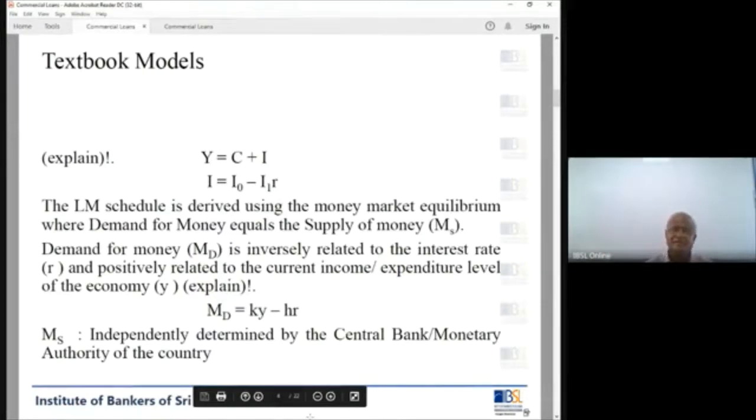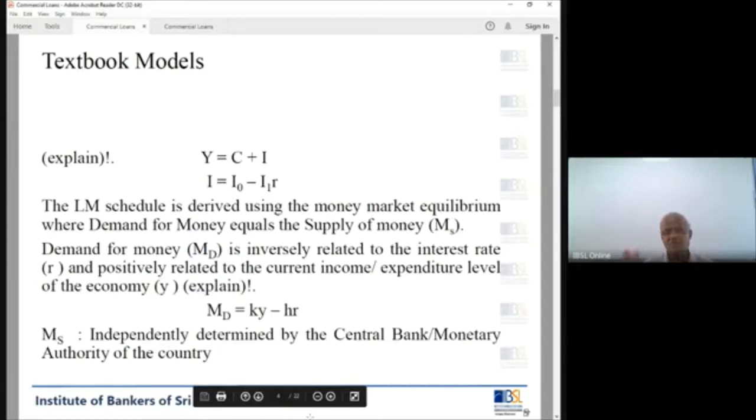Now we will discuss the IS-LM model. We will have a separate discussion, one or two lessons. To derive the IS curve, we use Y equals C plus I and the investment function. Money market behavior is used to derive the LM curve. The LM schedule is derived using money market equilibrium.